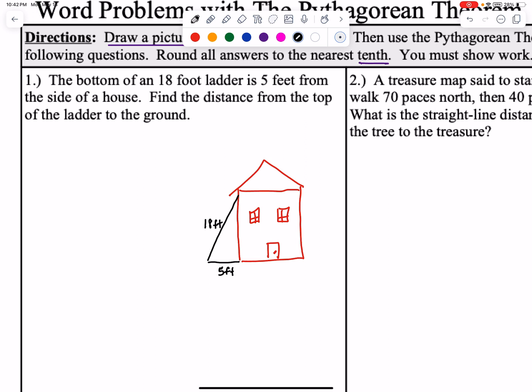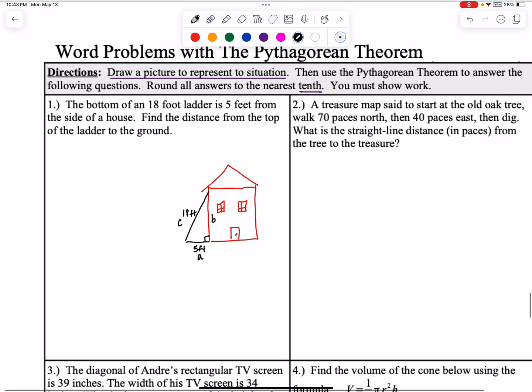Okay, and it says find the distance from the top of the ladder to the ground. So I want to know what this side is. So what would that be? Where's our A, B, and C? Well, we have a right angle. Okay, so our hypotenuse is the longest one, so that has to be C. So here we go with A and B. So that drawing is really, really important.